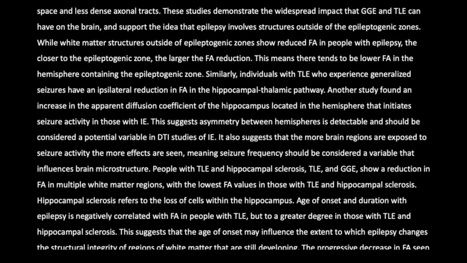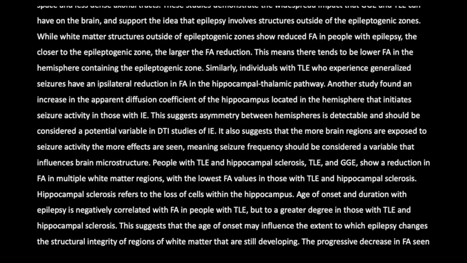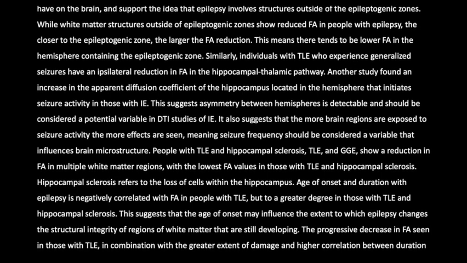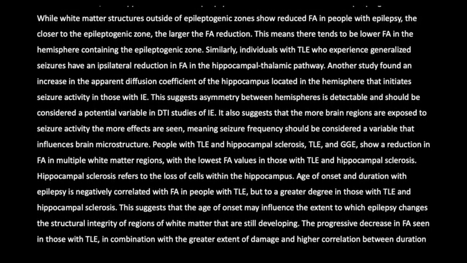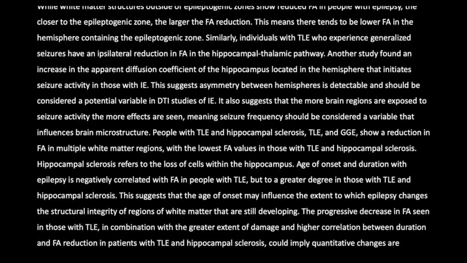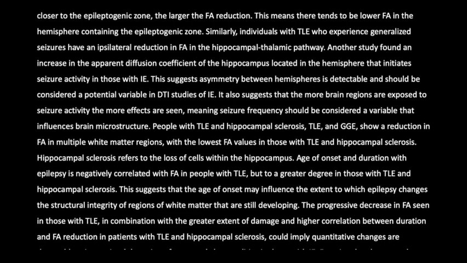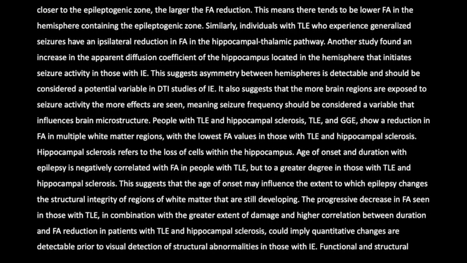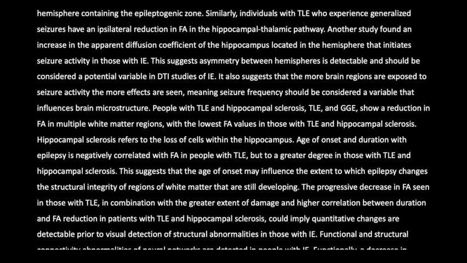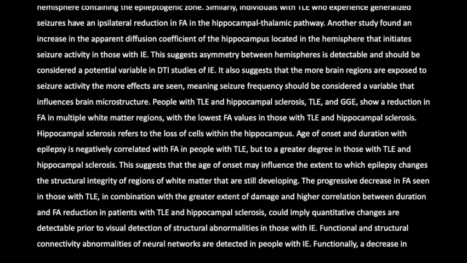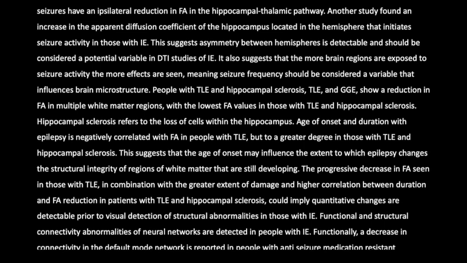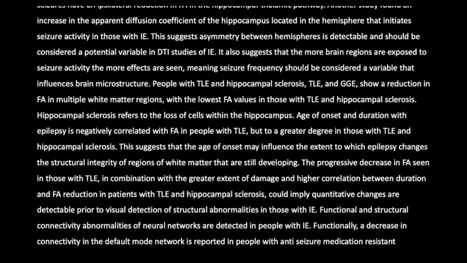Similarly, individuals with TLE who experience generalized seizures have an ipsilateral reduction in FA in the hippocampal thalamic pathway. Another study found an increase in the apparent diffusion coefficient of the hippocampus located in the hemisphere that initiates seizure activity in those with IE. This suggests asymmetry between hemispheres is detectable and should be considered a potential variable in DTI studies of IE. It also suggests that the more brain regions are exposed to seizure activity, the more effects are seen, meaning seizure frequency should be considered a variable that influences brain microstructure.